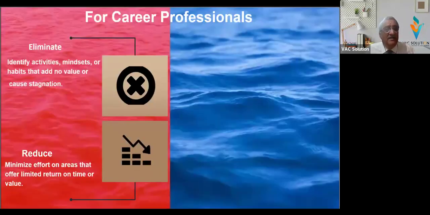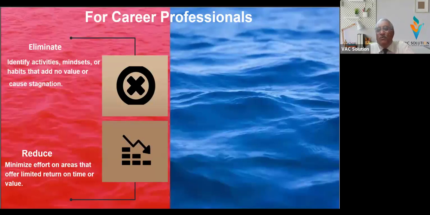Not knowing the strength of his team members or his subordinates. Yes, that is what makes you worry, isn't it? That is one of the reasons why you worry, because when you don't know what your team members are, then there can be many reasons why you worry. Minimize efforts on areas that offer limited return on time or value. These are all things which we do as a professional, which does not give any value to us.